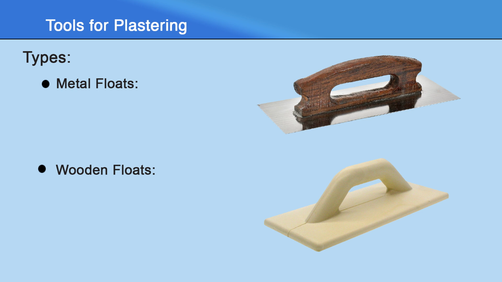They typically range in sizes from 10 cm by 30 cm to 11 cm by 33 cm and have a thickness of 10 to 12 mm. Next, devil floats. A specialized type of wooden float that features nail projections of about 3 mm.